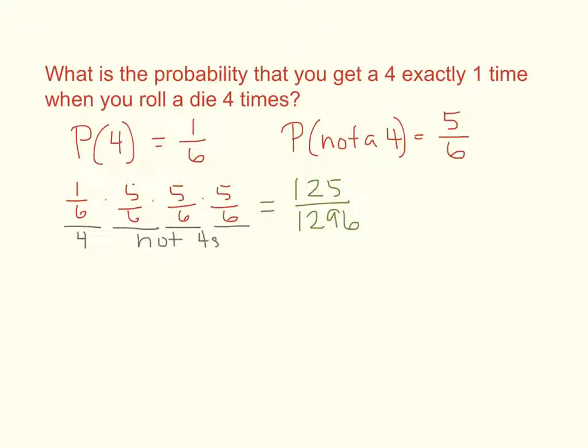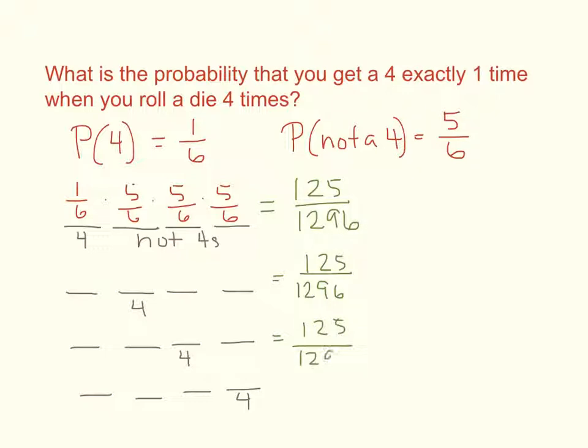But that's not the entire probability, because no one said that the 4 had to be the first roll. The 4 could have been the second roll, or the 4 could have been the third roll, or the 4 could have been the fourth roll. There are 4 places where that 4, that success, could have happened, and each one of these probability situations would have had a probability of 125 over 1,296.